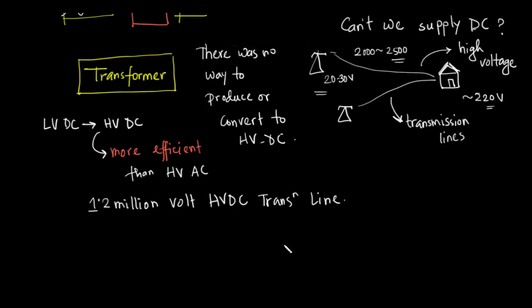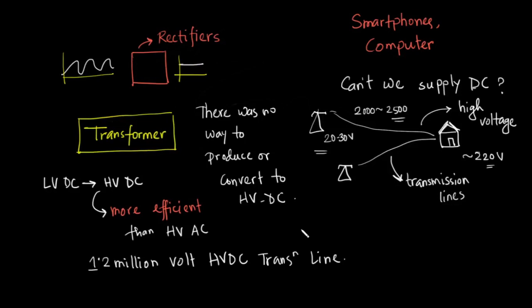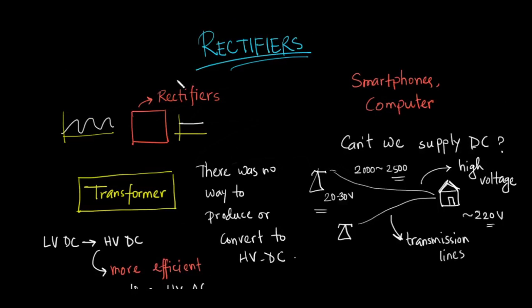So that was the brief history of why we transmit AC and why we can't transmit DC. We need to maintain a certain amount of efficiency in our transmission lines, and we need to reduce losses. But the appliances that we use can't use that AC signal, so we have to convert our AC power to DC power, and for this reason we need rectifiers.